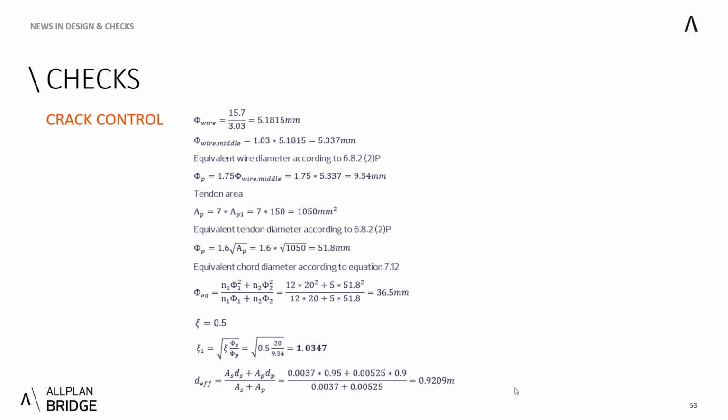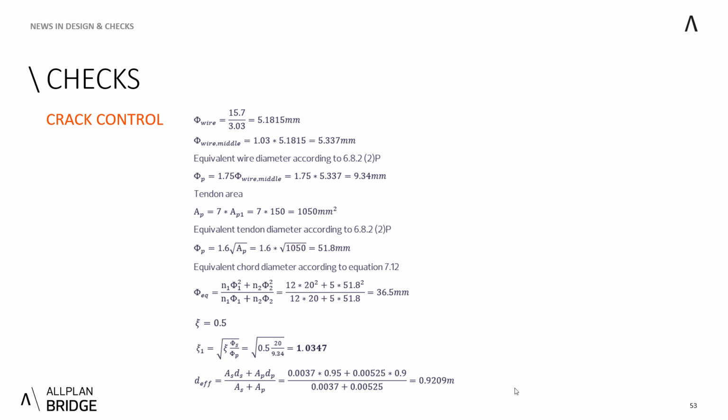So let's go for it. At first, we consider, according to the standards, that the middle wire of the tendon is 3% bigger. So we need to recalculate this equivalent wire diameter, which we end up with 9.34 millimeters. Our one tendon area, which we use 7-stranded tendons, is this 10.5 centimeters squared. And the equivalent tendon diameter would be 51.8 millimeters. We can sum this up also with the rebars that we have.